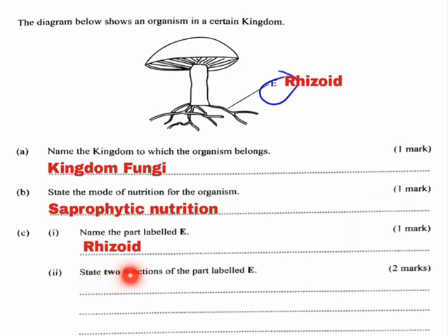Then as for Roman numeral 2, it is saying, state the two functions of the part labeled E, which is the rhizoid. So the first function of the rhizoid is to produce the extracellular enzymes. Those extracellular enzymes are released on the substrate, specifically on the bread, where the rhizopus anchors.